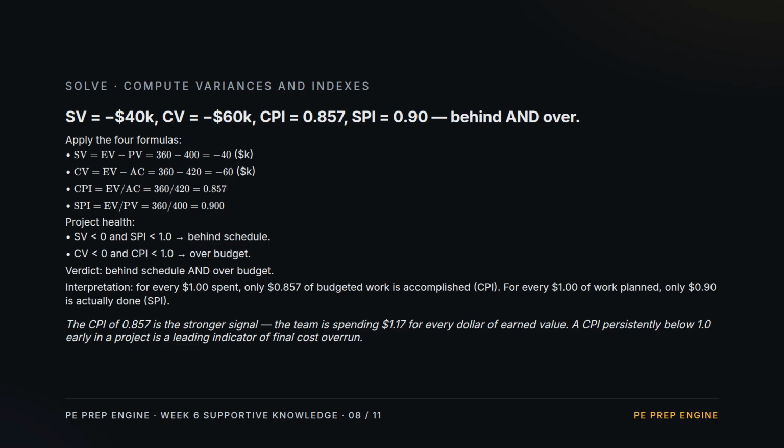Schedule variance. 360 minus 400, negative 40. Behind schedule. Cost variance. 360 minus 420, negative 60. Over budget. CPI. 360 over 420, 0.857. SPI. 360 over 400, 0.90. Both indexes below 1, behind schedule and over budget. For every dollar spent, 86 cents of budgeted work is accomplished.